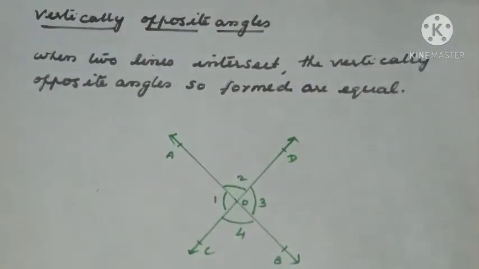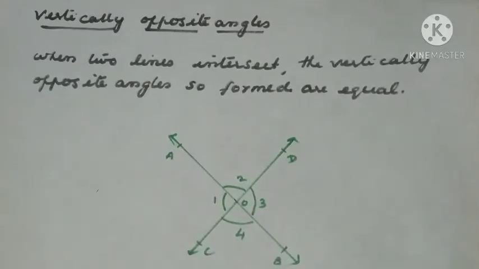We have completed the topics of lines and angles, that is adjacent angles, linear pair and all. Now we are going to learn about vertically opposite angles. When two lines intersect, the vertically opposite angles so formed are equal. This is the statement regarding vertically opposite angles.